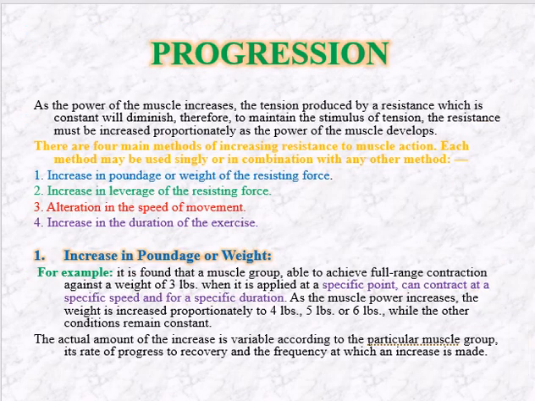Progression. As the power of the muscle increases, the tension produced by the resistance, which is constant, will diminish. Therefore, to maintain the stimulus of tension, the resistance must be increased proportionally as the power of the muscle develops. There are basically four main methods of increasing the resistance to the muscle action. Each method may be used singly or in combination with any other method.